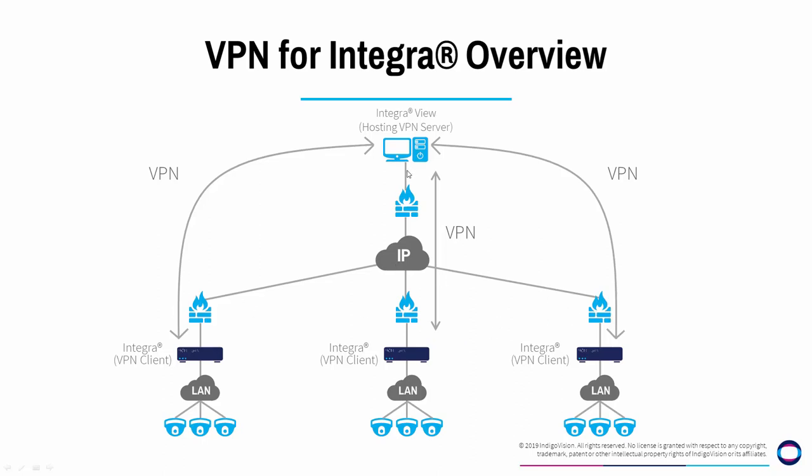And then on the other side, we might have a central office or command center that has an IntegraView workstation, which in this case would also host the Integra VPN server. That workstation would allow the operators to view the Integras at any of these remote sites securely, and the VPN would encrypt that traffic end-to-end.